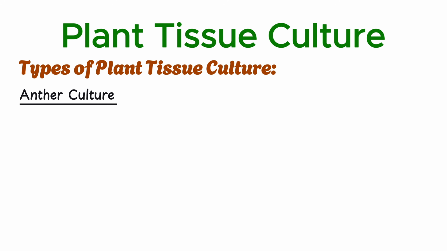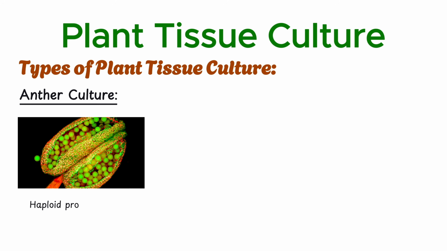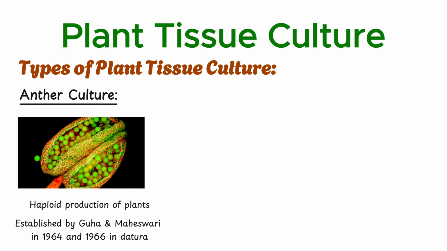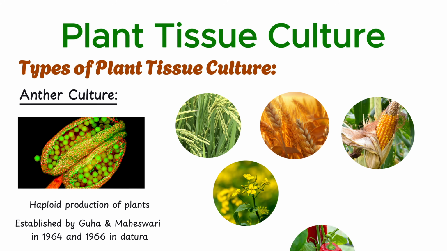Then we have anther culture. An important aspect of plant tissue culture is the haploid production by anther culture or pollen culture, first established by Guha and Maheswari in 1964 and 1966 in Datura. During the last few decades, much progress has been made in different crops like rice, wheat, maize, mustard, and pepper.